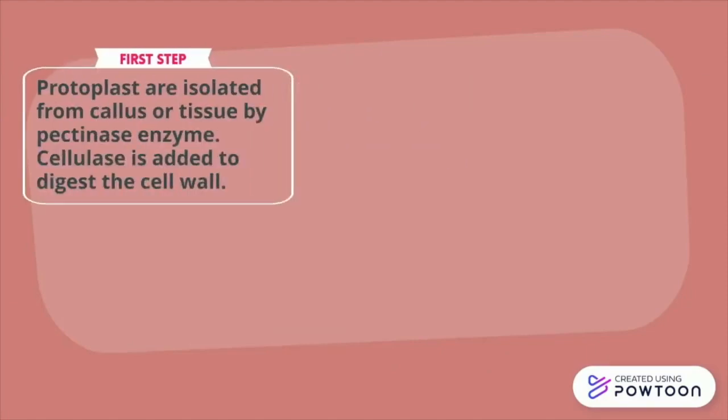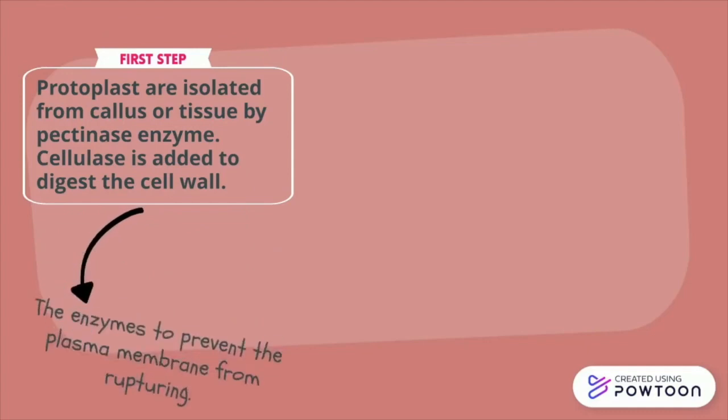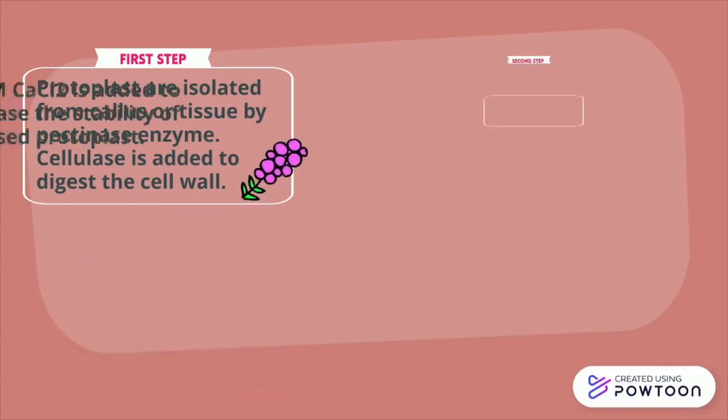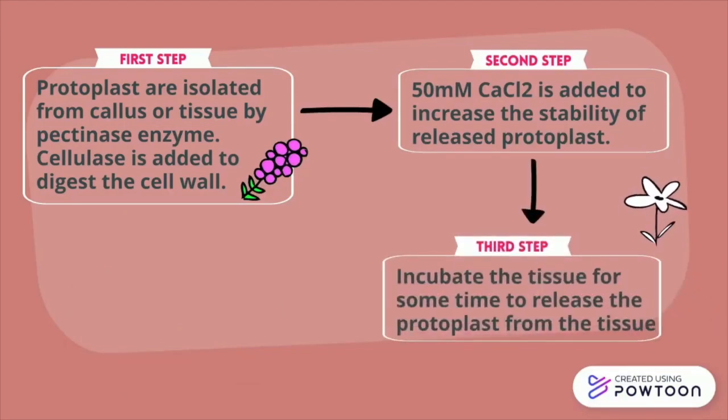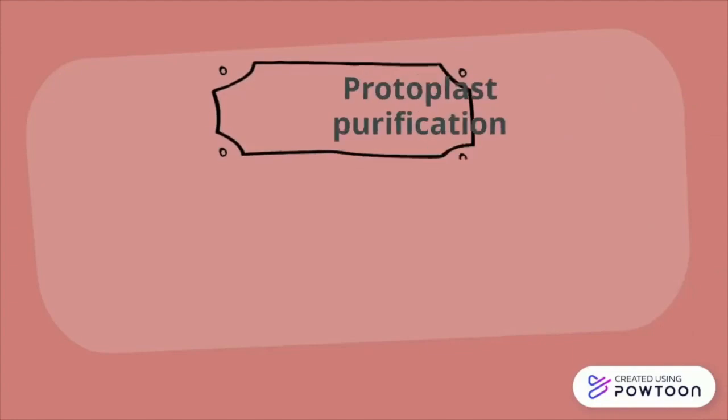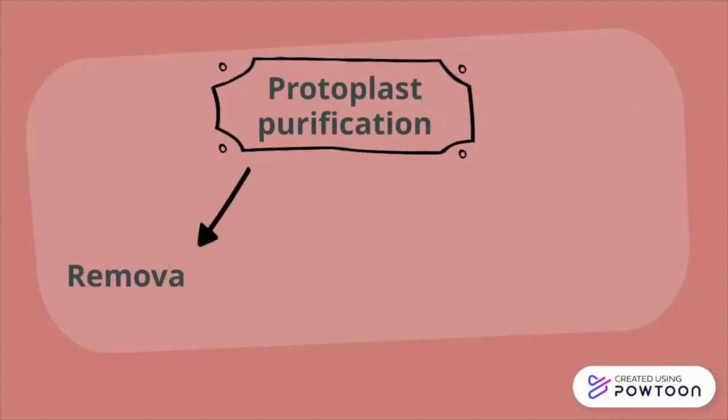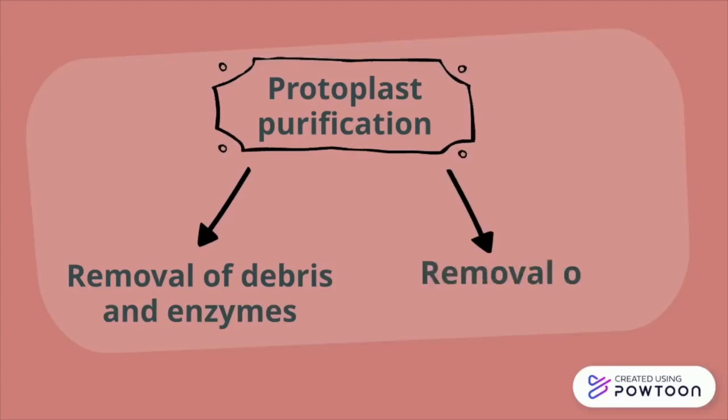First step, enzymes added to prevent plasma membrane from rupturing. Second step, 50 mM calcium chloride added to increase stability of released protoplast. Third step, incubate tissue to release the protoplast from the tissue. Protoplast purification involves removal of debris and enzymes and removal of broken protoplasts.